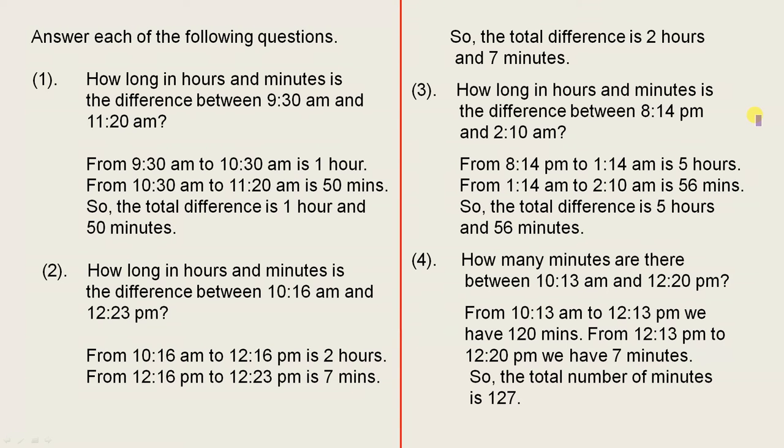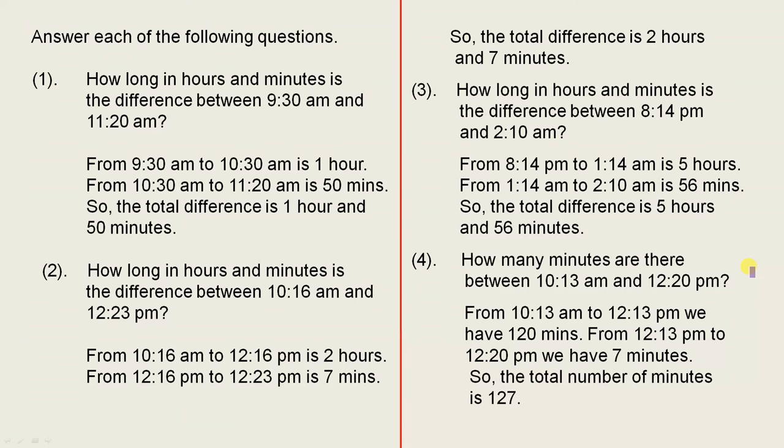How long in hours and minutes is the difference between 8:14 PM and 2:10 AM? From 8:14 PM to 1:14 AM is 5 hours. From 1:14 AM to 2:10 AM is 56 minutes. So the total difference is 5 hours and 56 minutes.